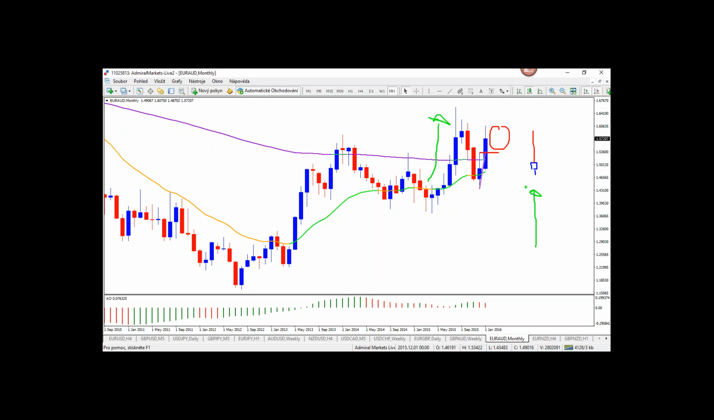Of course, if it doesn't close like that, and if it looks something like what it looks now, then maybe we'll get the uptrend continuation. So it's going to be interesting. It's going to be very interesting to see how this month's candle closes next month to see which of the two is going to be more likely.